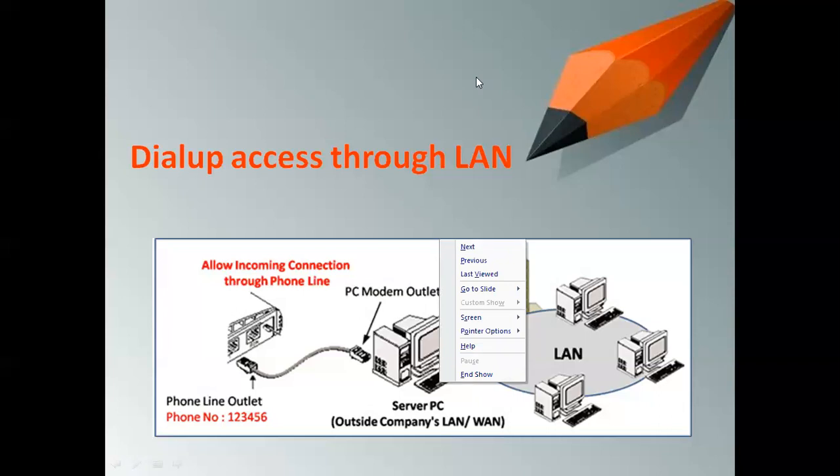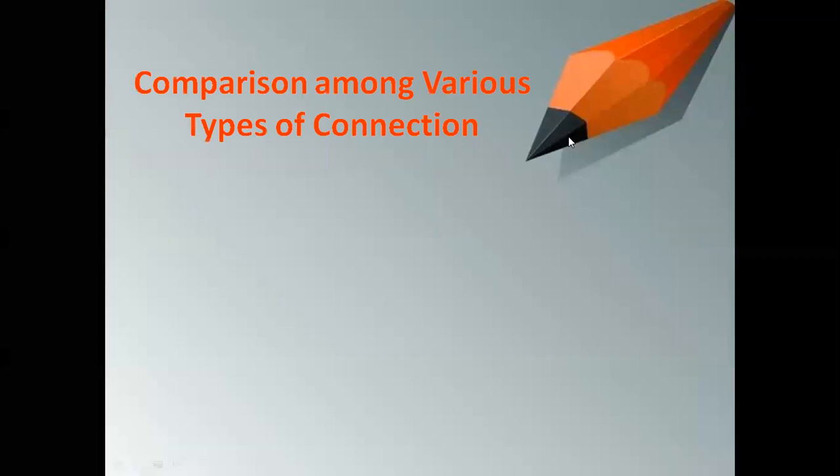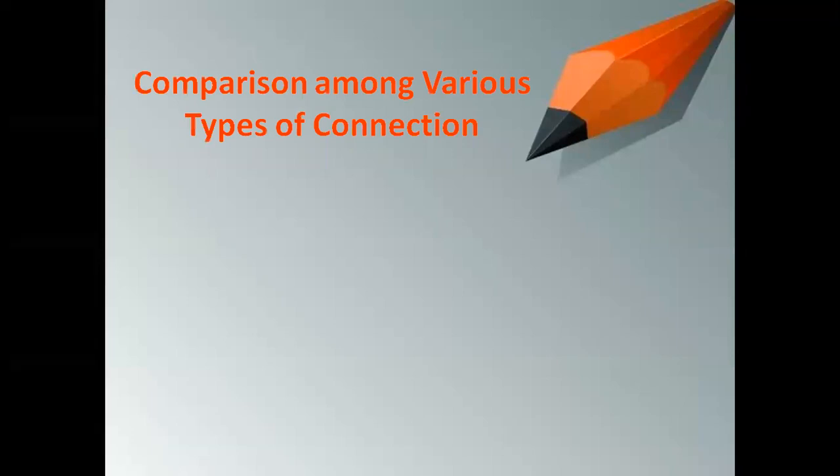Is it easy for you to understand or difficult? Now we are going to compare these four types of connection, which is slow and which is fast. According to this comparison, you can choose which connection you can use for accessing the internet.